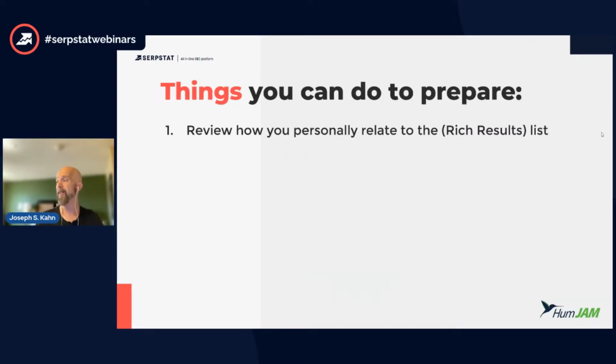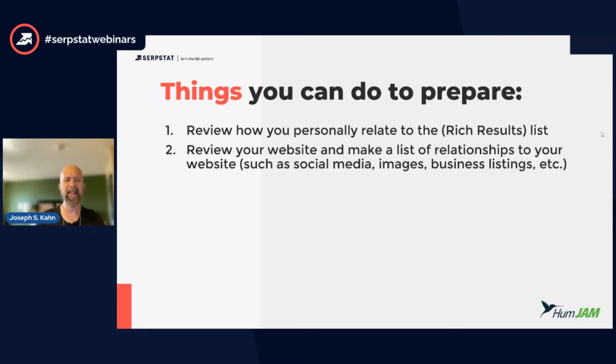Now, here are the things that you can do to prepare. Review how you personally relate to that list. So go through that list and ask, do I have that? Do I have an article? Do I have a book? Do I have a video? Meaning go through and make an inventory.